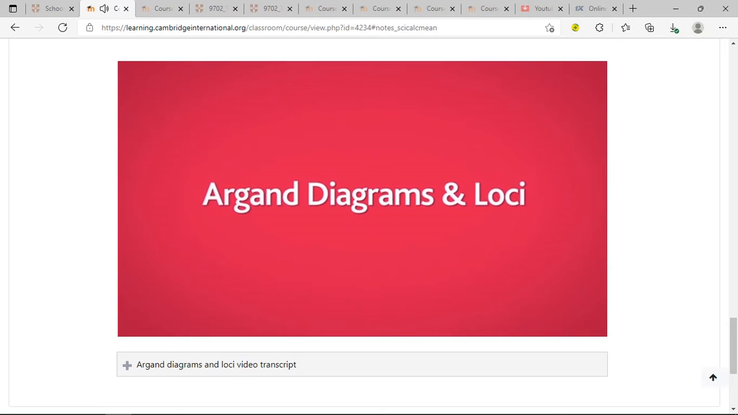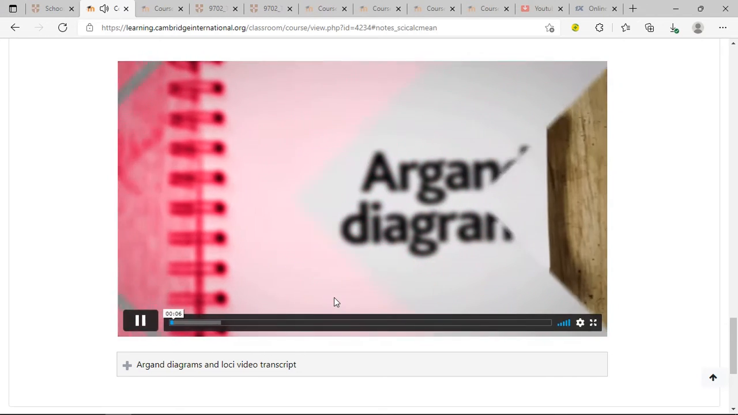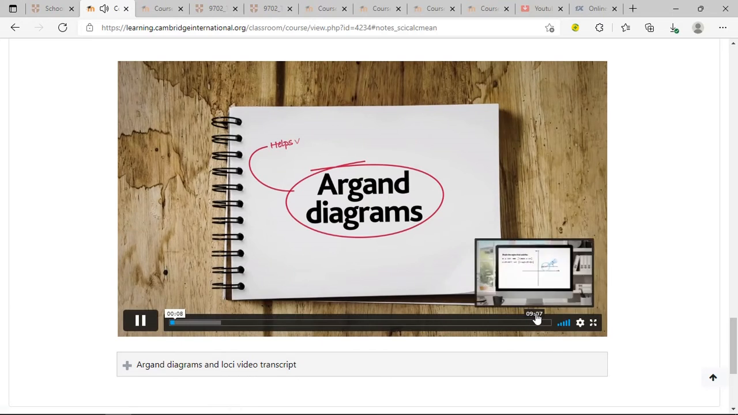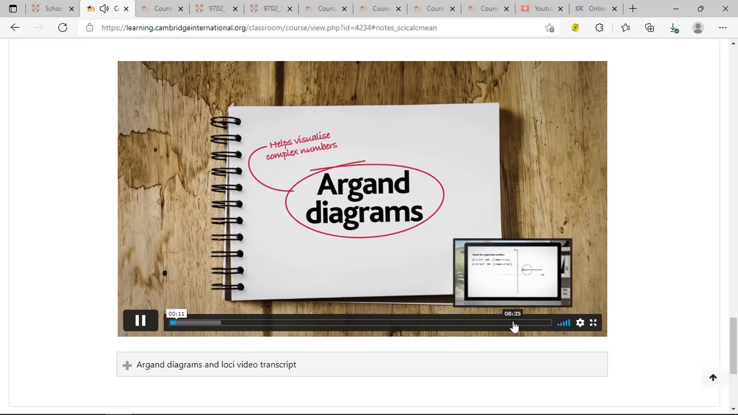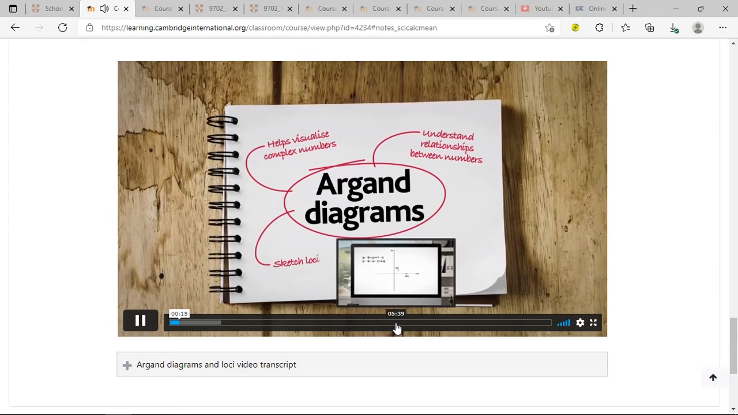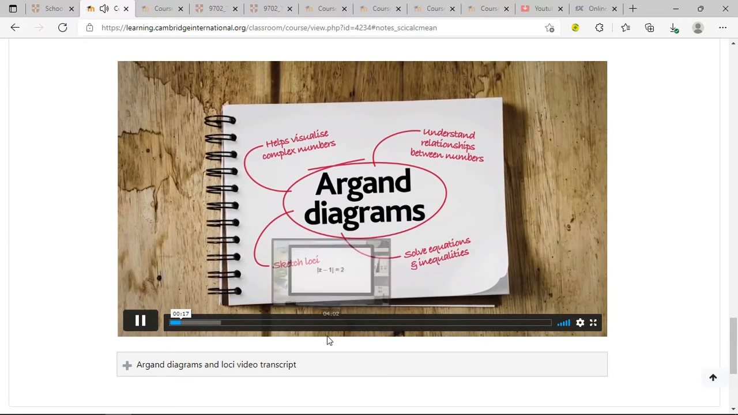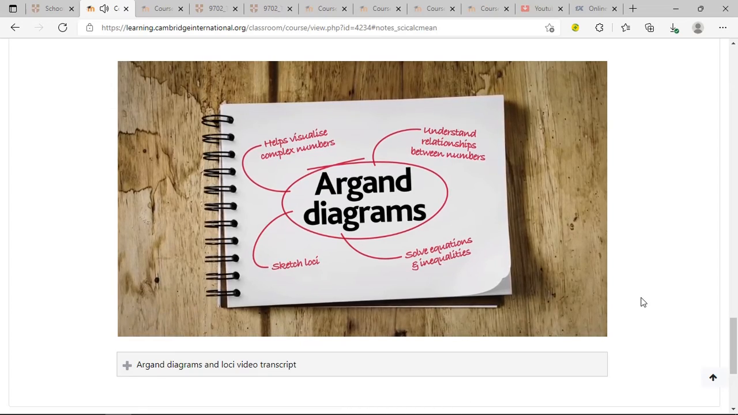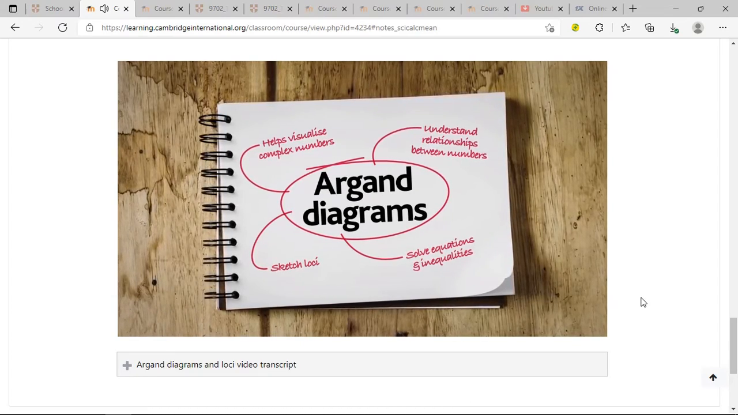Argand diagrams and loci. Argand diagrams help us to visualize complex numbers. You can use them to understand relationships between numbers, to sketch loci, and to solve equations and inequalities. Let's start by thinking about what a complex number is.